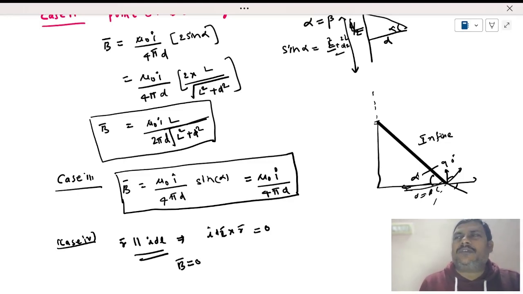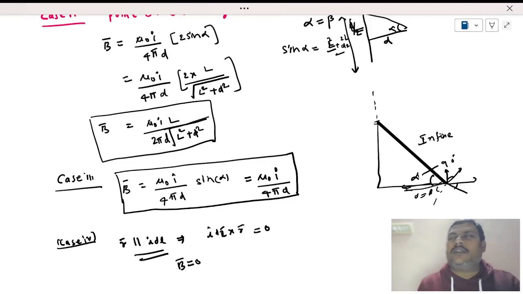So the field is not inversely proportional to the square of the distance from the current carrying wire. Due to a straight conductor, the field is inversely proportional to the distance from the conductor, not the square of the distance. This point also remember: it is inversely proportional to only d. In the Biot-Savart Law we study that it is proportional to 1 by r square, but when defining these fields here, it is inversely proportional to d only. d means the distance from the current carrying wire.